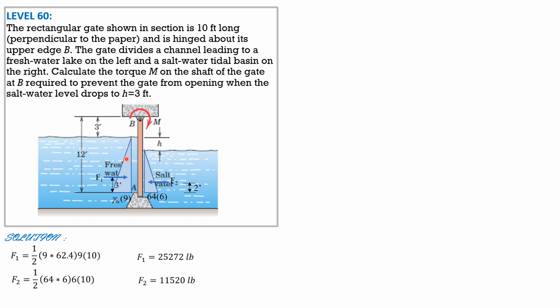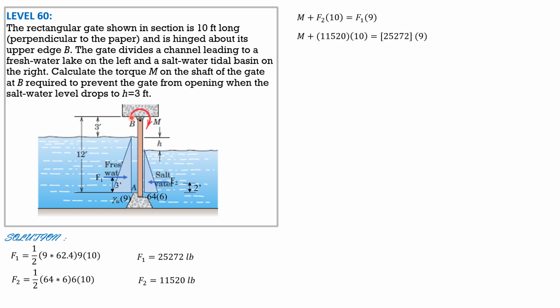Then the last equation would be to sum up moments about B equals 0. So M plus F2 times 10 feet. The moment arm of F2 from B is 10 feet, 12 minus 2 feet. Then equals F1, whose moment arm is 9 feet, 12 minus 3. So M plus F2 times 10 equals F1 times 9. Substituting values of F1 and F2, M plus 11,520 times 10 equals 25,272 times 9.